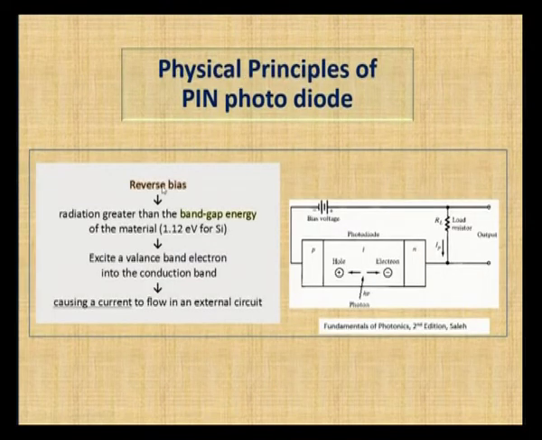Next we move on to the physical principle. As we know, the physical principle of a pin diode is that it works in reverse bias with radiation greater than the band gap energy. We need to give a radiation that should be greater than the band gap energy.